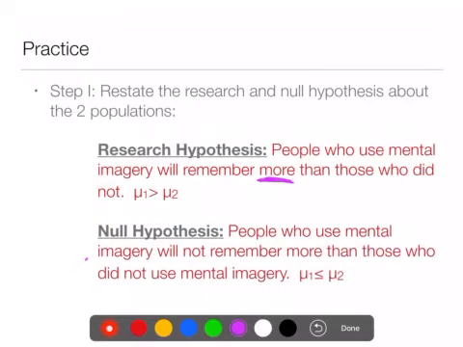For the null hypothesis, people who use mental imagery will not remember more than those who do not. So this is going to be the exact opposite. We have mu1 is less than or equal to mu2. The other thing you need to include here is this equal sign. If you just do less than, then you've left out 0, and so you don't have anything for what 0 equals. Remember, in a t-test, we're going to compare against this idea of no change, of 0. So you have to make sure you're including that 0 in your mathematical expression of your null hypothesis.